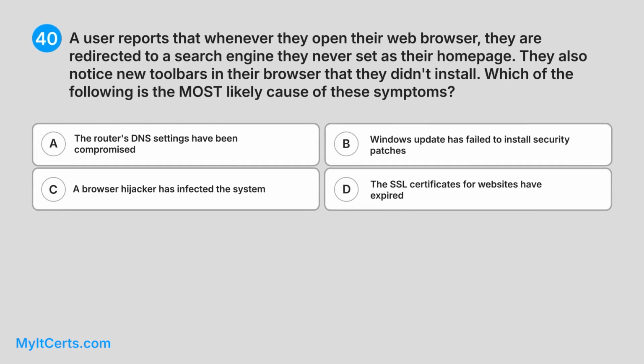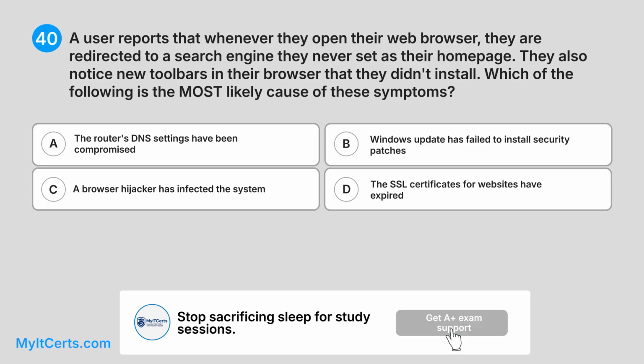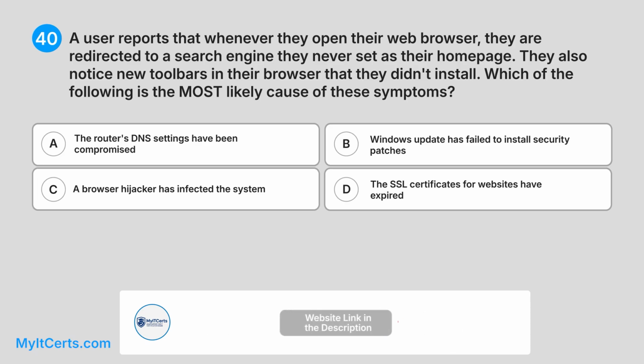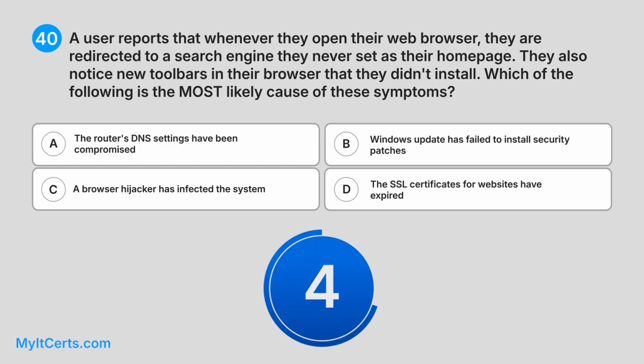40. A user reports that whenever they open their web browser, they are redirected to a search engine they never set as their homepage. They also notice new toolbars in their browser that they didn't install. Which of the following is the most likely cause of these symptoms? A. The router's DNS settings have been compromised. B. Windows Update has failed to install security patches. C. A browser hijacker has infected the system. D. The SSL certificates for websites have expired. What do you think is the answer?